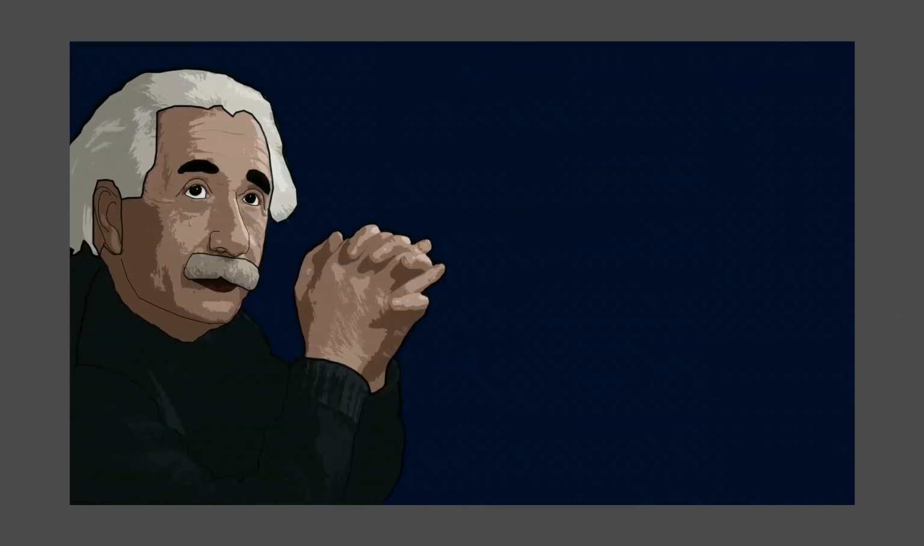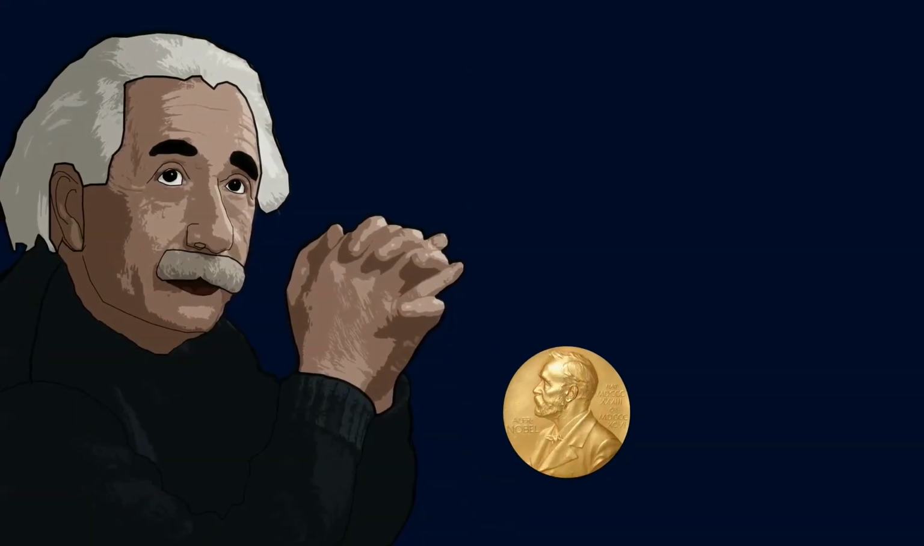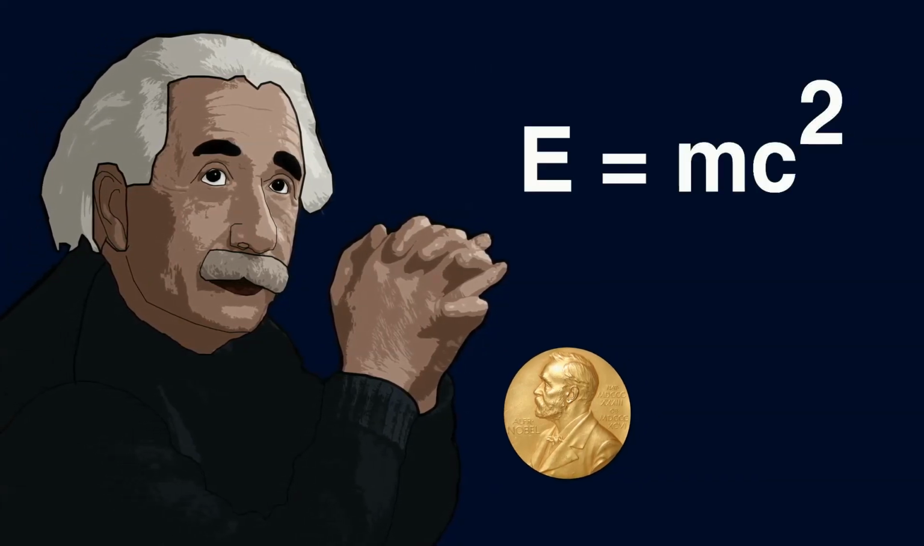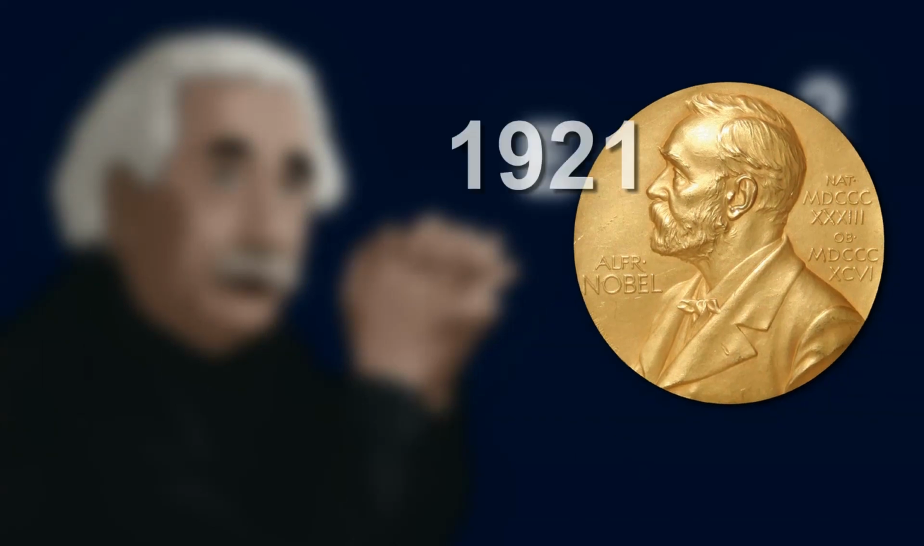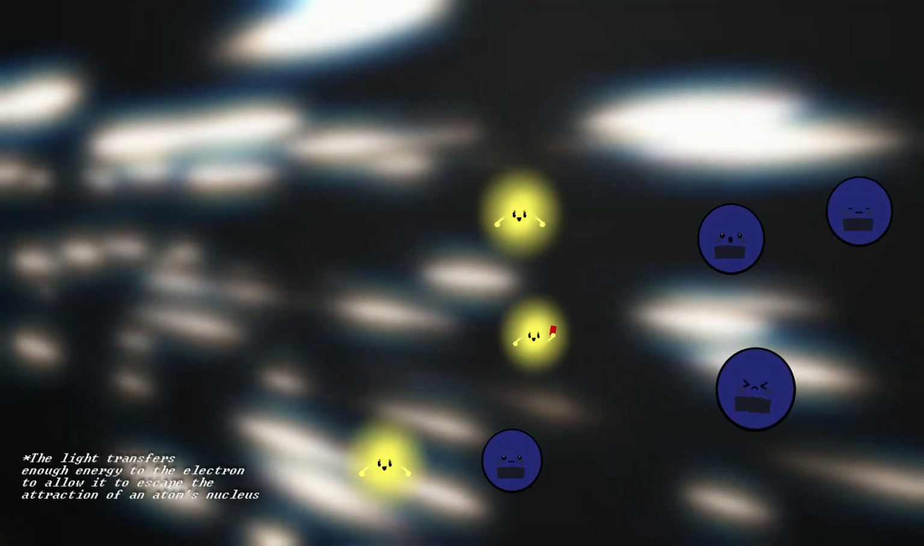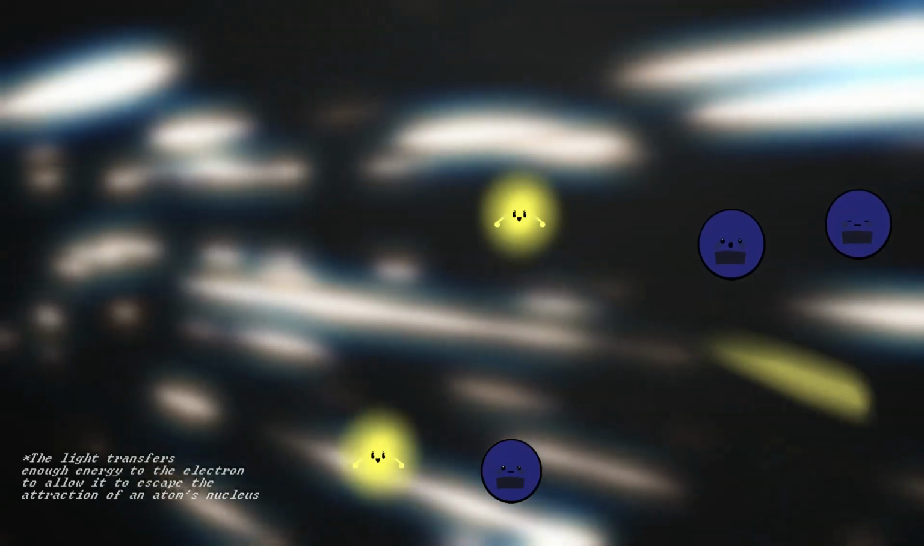It's common knowledge that Albert Einstein received a Nobel Prize for revolutionizing our modern understanding of physics with this equation, E=mc². Except for the fact that he didn't. He actually won the 1921 Nobel Prize in Physics for his paper on the photoelectric effect. It turns out that when light hits a material, it can give the electrons a red card, resulting in immediate ejection from their otherwise stable orbits.